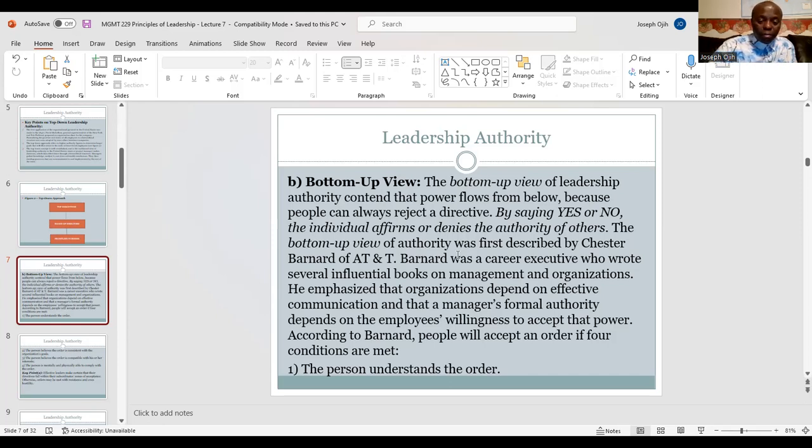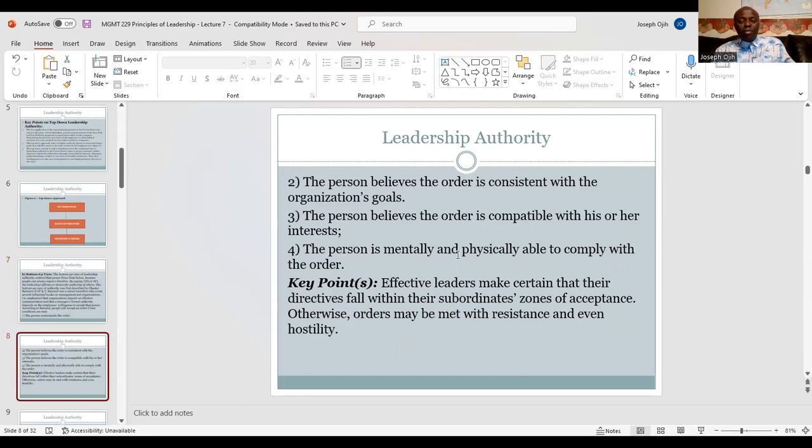Another one is that the person believes the order is consistent with the organization's goal, depending on how the management communicated it. The third one is that the person believes that the order given is compatible with his or her interest. So when the majority are in support, then the order goes into effect. Now the fourth one is that the person is mentally and physically able to comply with the order. Of course, especially if this order involves going to work at the physical office.